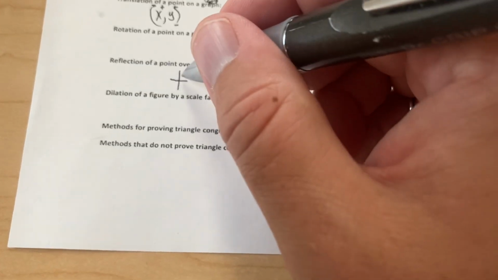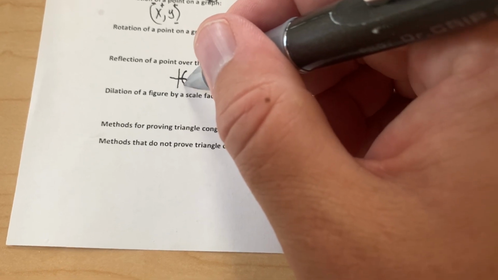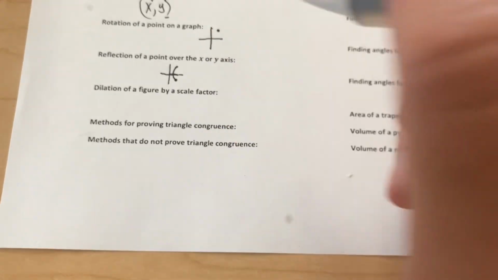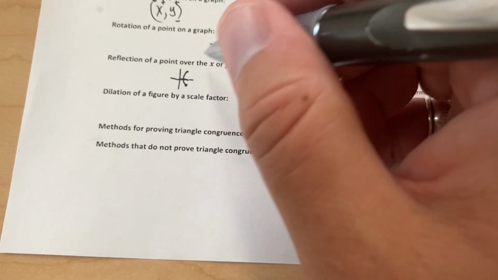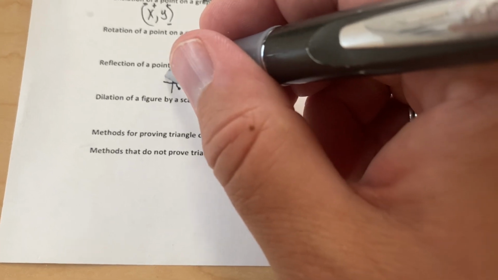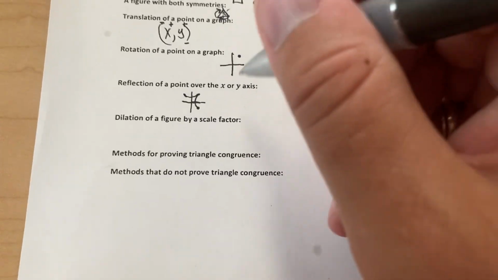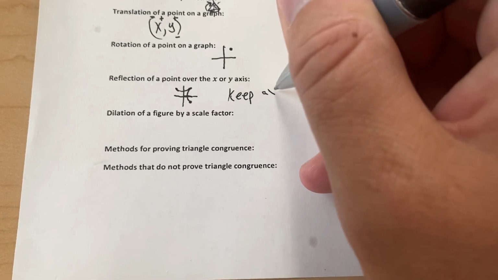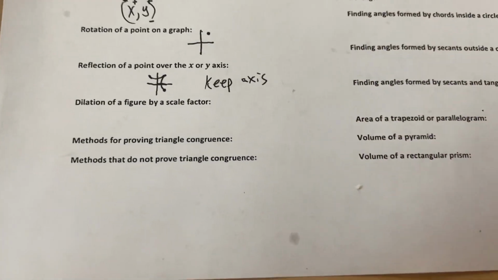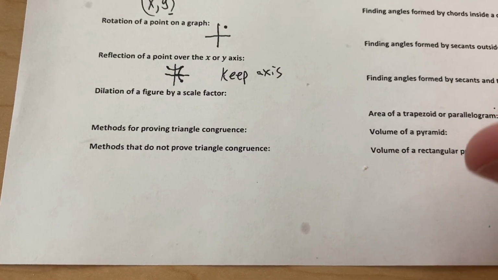If you reflect over the x axis, you're taking your point like this and you're reflecting across here, the x value stays the same, the y flips. If you have your point here and you reflect over the y-axis, you're coming back here, the y stays the same, the x flips. So you keep the axis, okay? Whatever axis you're flipping over, that's the value that you're gonna keep.